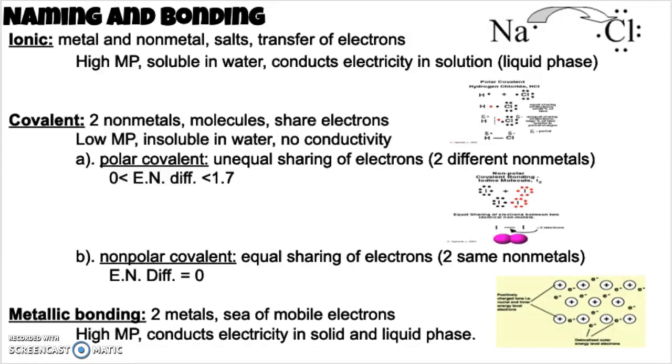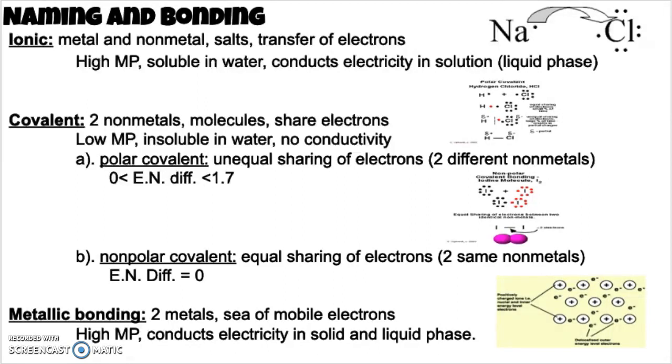In ionic compounds, or in salts, there is a transfer of electrons, and you can see that here. Sodium transfers its one electron to chlorine. Ionic substances have very high melting points. They're soluble in water, which is why table salt will dissolve in water, hence salt water, like the ocean. And ionic substances will also conduct electricity in solution, or in aqueous solutions, making them electrolytes. They conduct electricity.